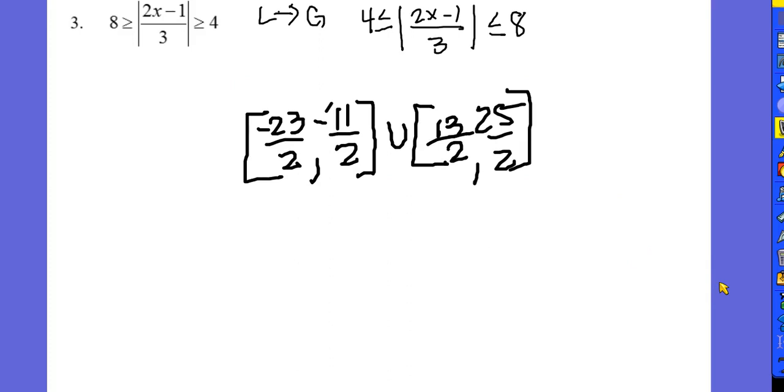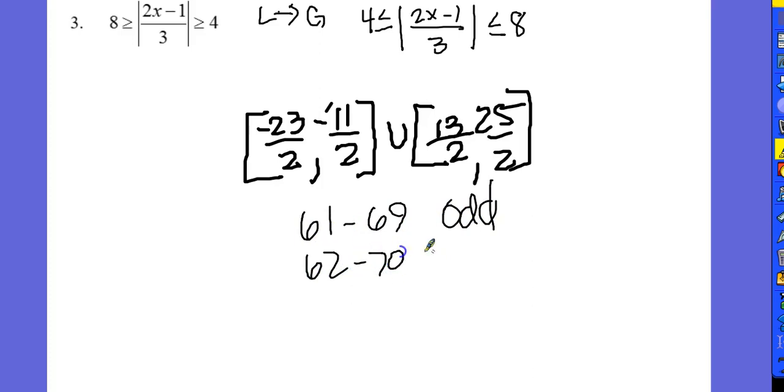I would like to see that all worked out and completed before you begin your homework. You still have 10 minutes left of class. You can finish your notes, write your summary, whatever. Homework is to do problems 61 through 69 odd, and 62 through 70 even are the extra credit.